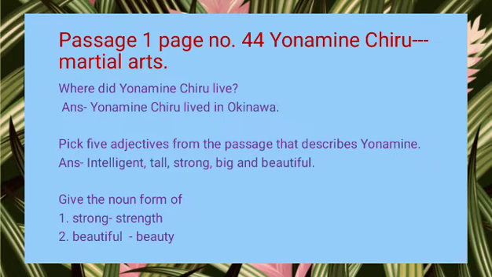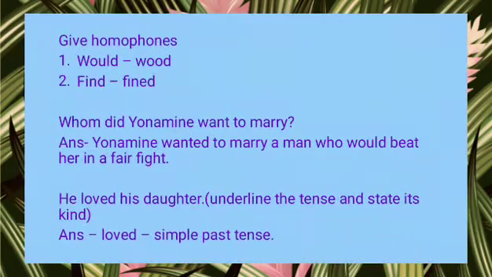Pick five adjectives from the passage which describe Yomini: intelligent, tall, strong, beautiful. Give the noun form. Again, a vocabulary question. Strong, strength, beautiful, beauty. Give homophones. Again, a vocabulary question. Would, wood; find, fined. Whom did Yomini want to marry?